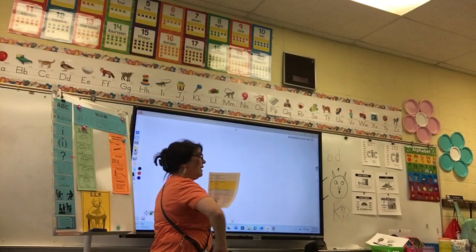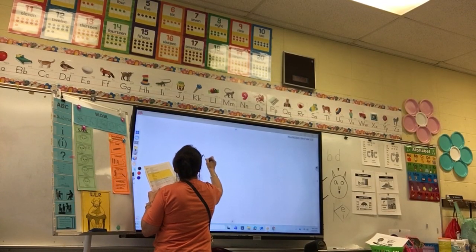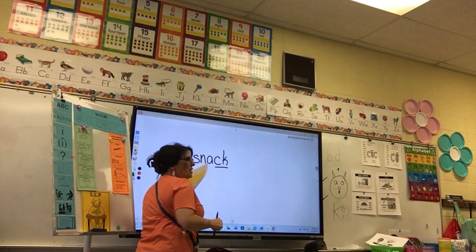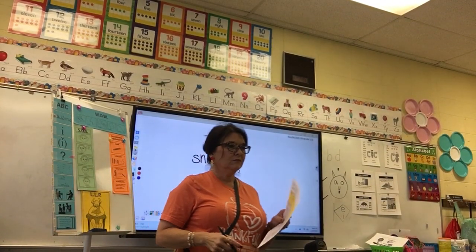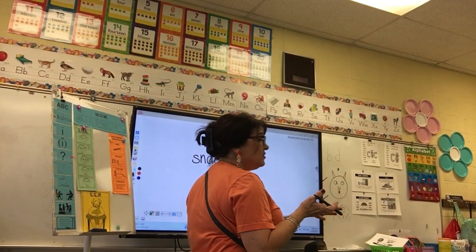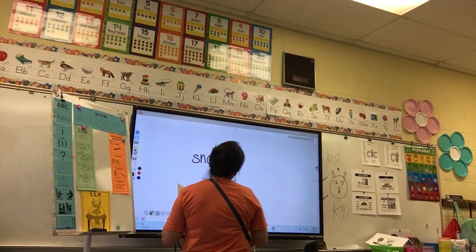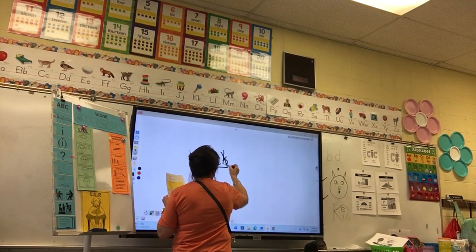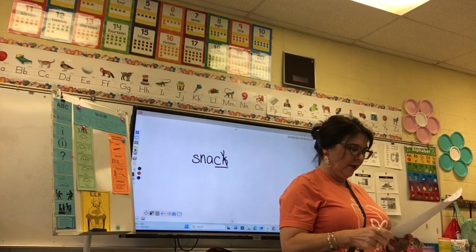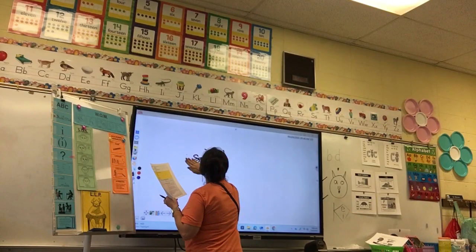Oops, I did forget about this part when you code it. What do we do when we have a double consonant at the end? You cross out one because you don't hear both of them. So on these you're going to underline and then cross out the K because you don't hear both of those. Okay? So that's how we will code.